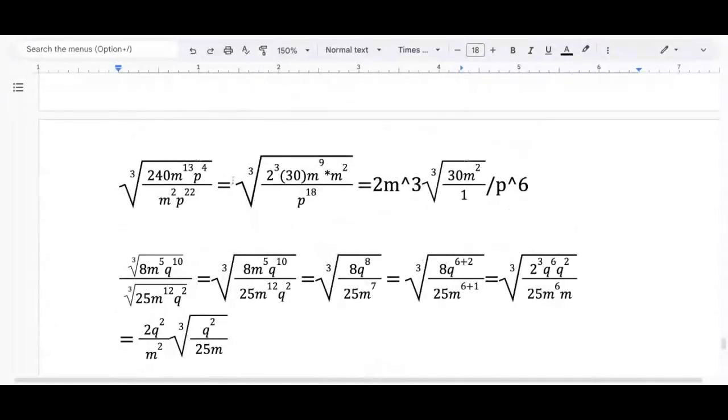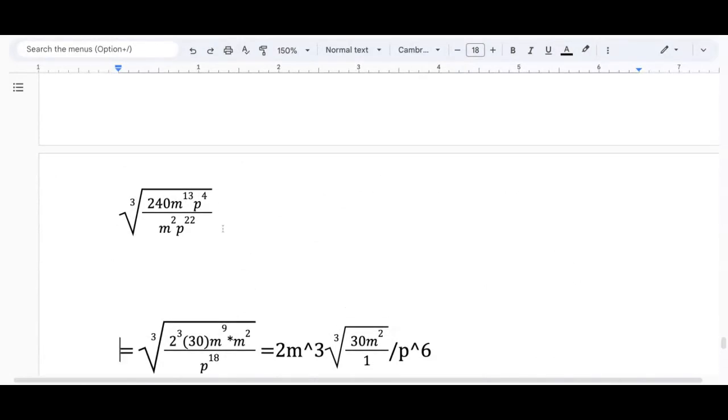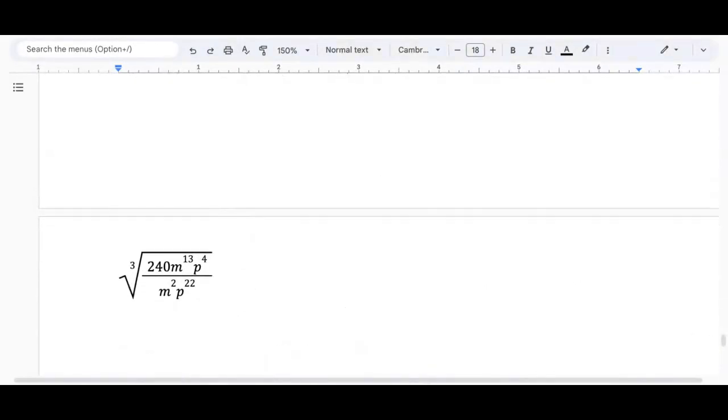So now maybe everyone try this one to see what we come up with. Cubic root of 240, m raised to 13, p raised to 4, divided by m squared, p raised to 22. Let's maybe take like 3 minutes.